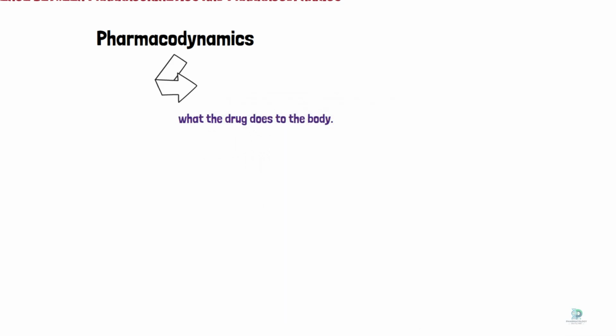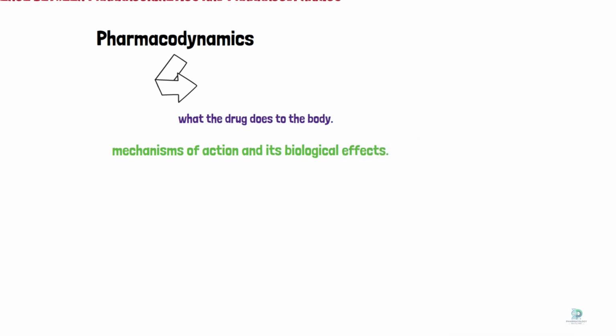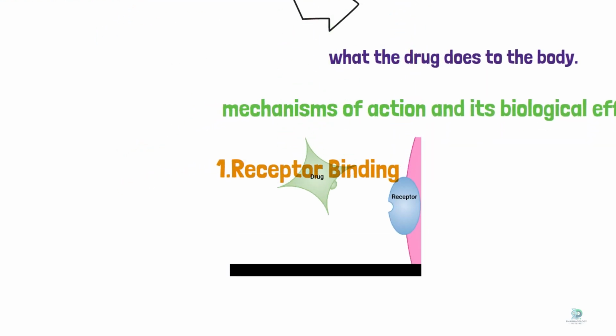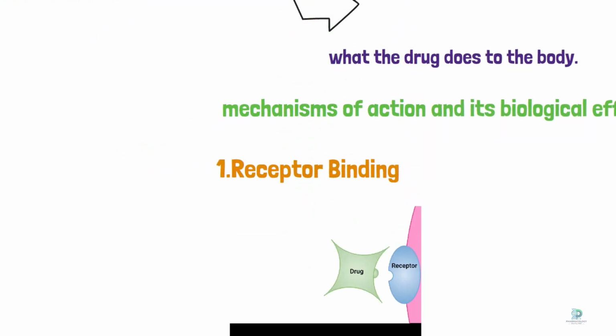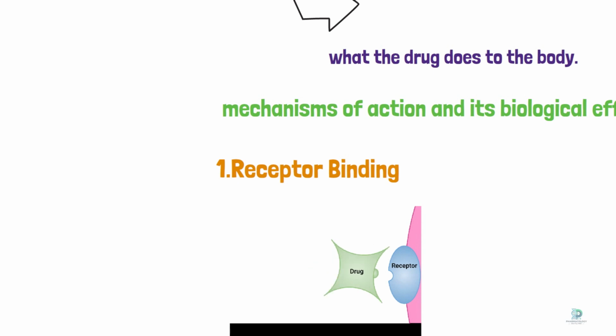On the other hand, pharmacodynamics focuses on what the drug does to the body. It's all about the drug's mechanisms of action and its biological effects. 1. Receptor binding. Many drugs work by binding to specific receptors on cells. This interaction can activate or block normal cellular functions.